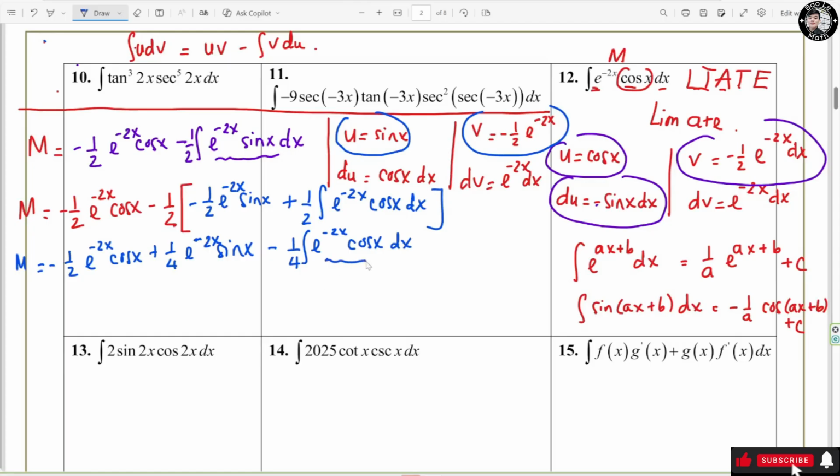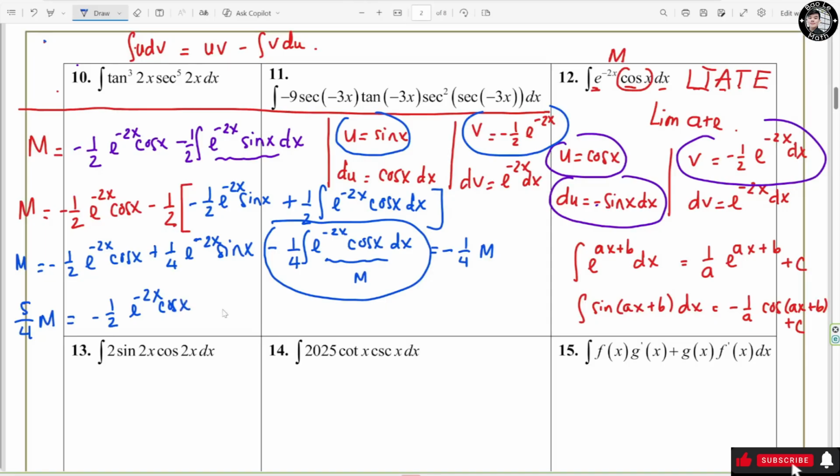Now this guy is actually m, right? So this one right here becomes negative 1 over 4 m, right? So I'm gonna add 1 over 4 m to both sides, right? So it's gonna be 5 over 4 m equals negative 1/2 e to the negative 2s cosine s plus 1 over 4 e to the negative 2s sine s, right?